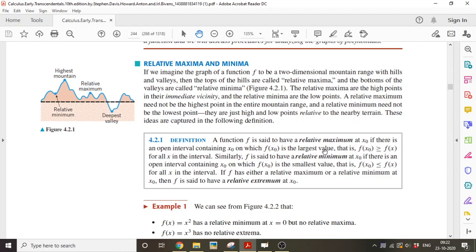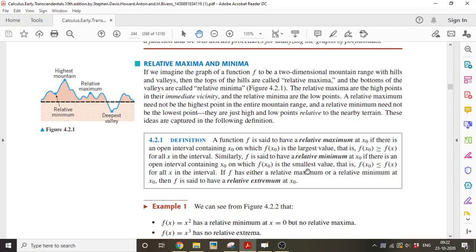And similarly f is said to have a relative minimum at x naught if there is an open interval containing x naught on which f of x naught is the smallest value. So that is, f of x naught must be less than or equal to f of x for all x in the interval. So that is the definition of relative maximum and relative minimum.